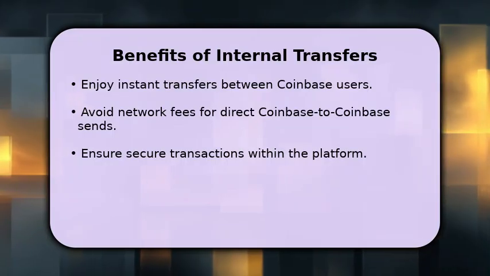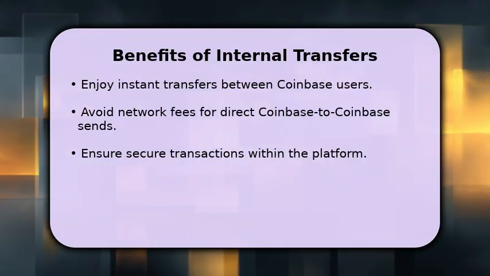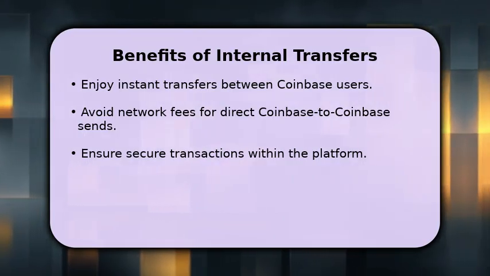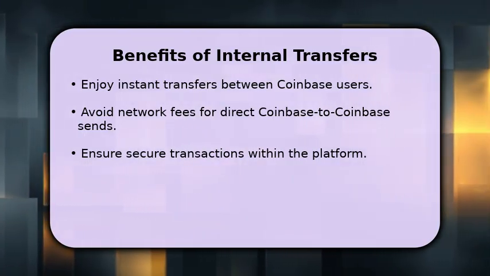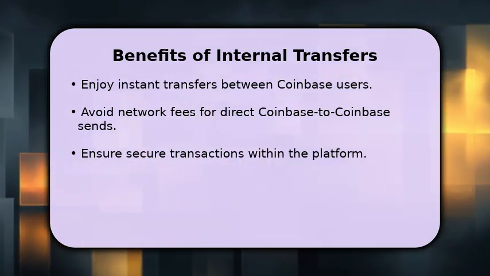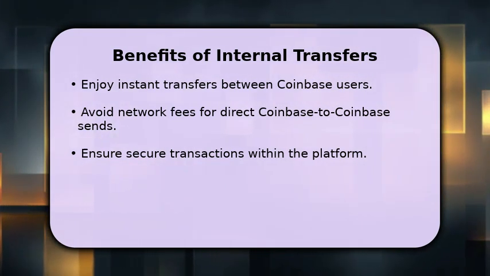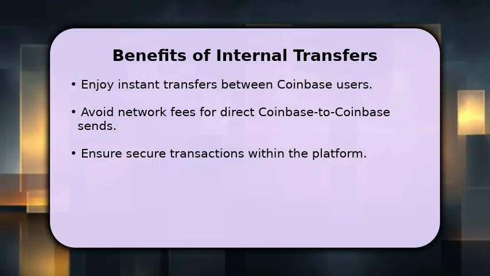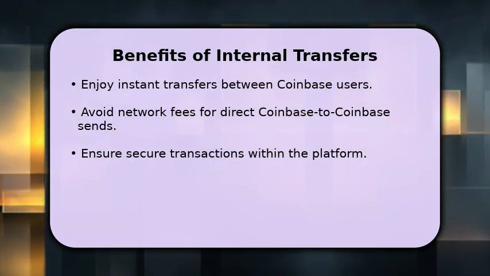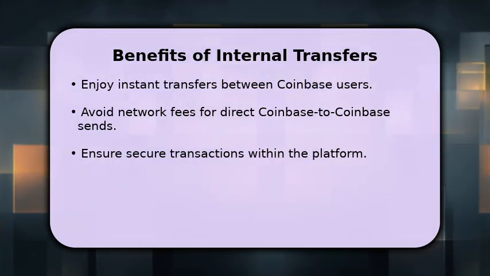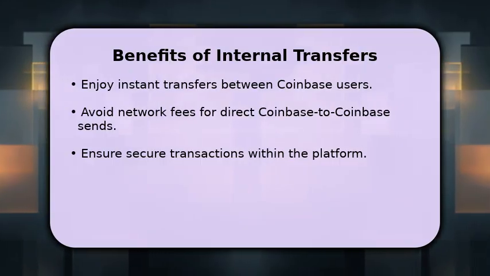One of the biggest advantages of sending crypto directly to another Coinbase user is the speed. These transfers are often instant. Furthermore, Coinbase typically does not charge fees for transfers between its users, meaning more of your crypto reaches its intended destination. This method provides a secure and efficient way to move digital assets within the Coinbase ecosystem, offering convenience and cost savings.